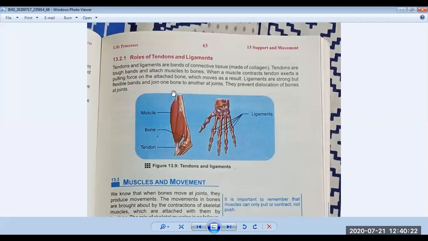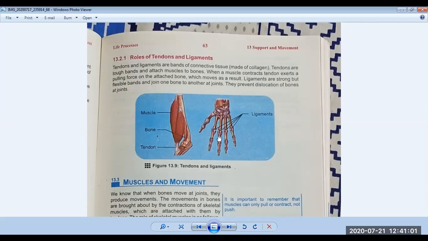You can see in the diagram, it's the structure of your hand. You can see these are the joints of our fingers. Our bones can move, we can hold things, we can throw things, so they play a very important role. These are connected with ligaments. So ligaments are strong but flexible bands. They allow the movements and they prevent dislocation of bones.